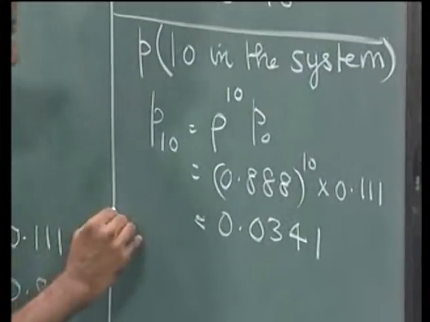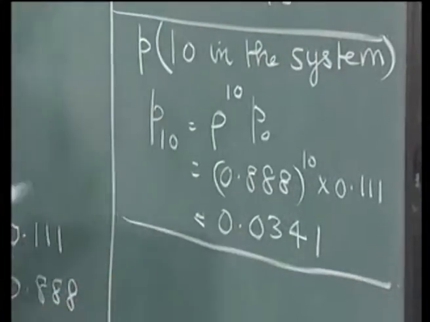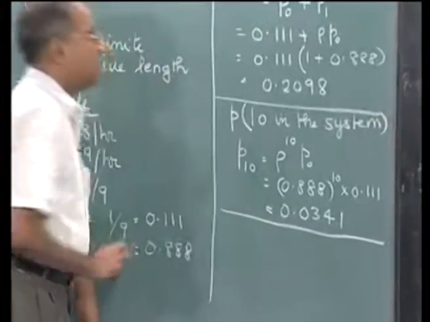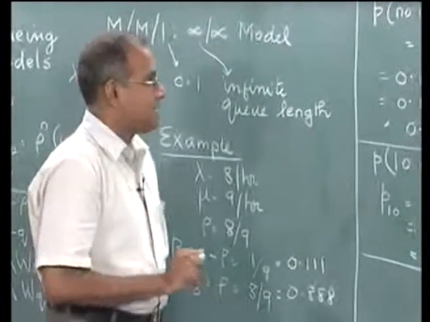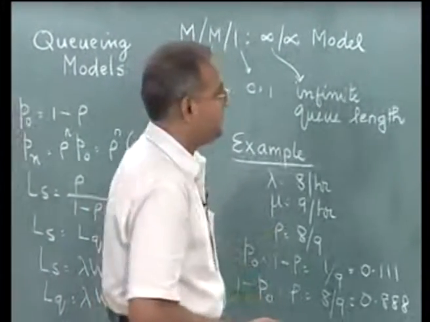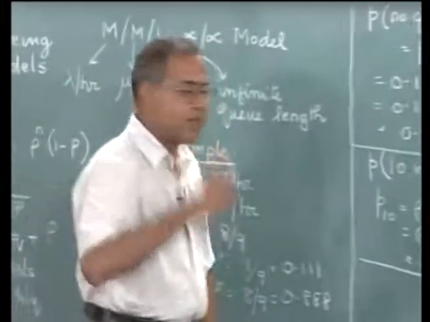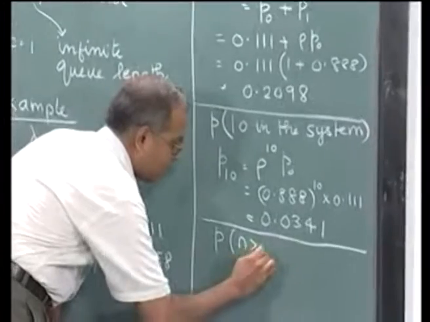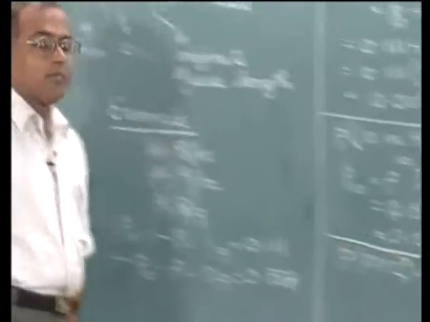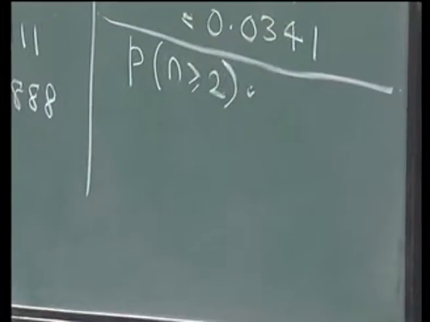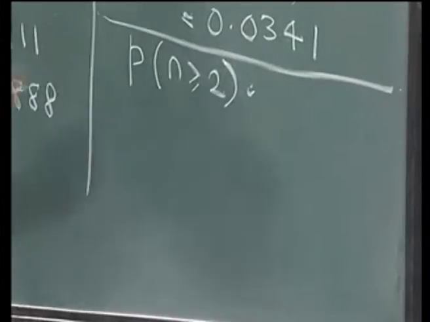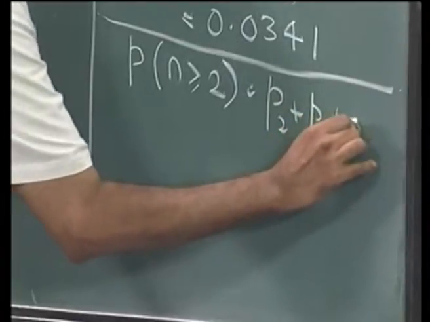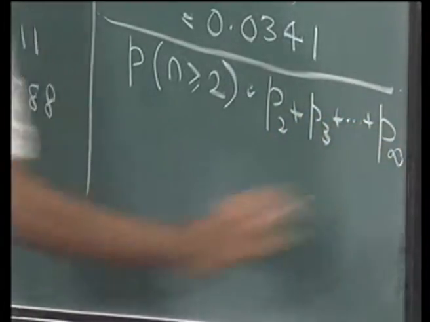Now, if we wish to find out the probability that there are at least 2 or more people in the system, which means the probability of n greater than or equal to 2, the probability that there are at least 2 or more people in the system will be equal to P 2 plus P 3 plus etcetera, plus P infinity.